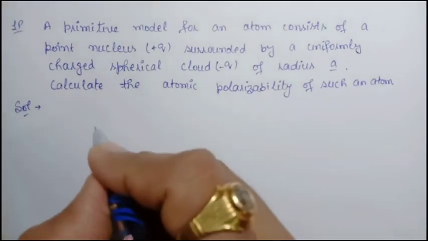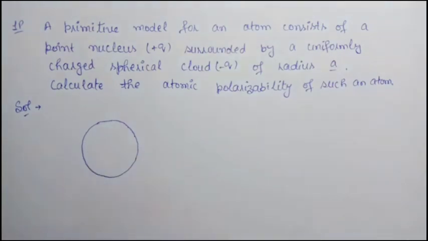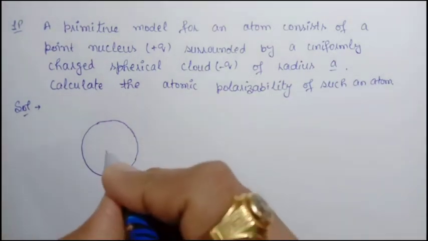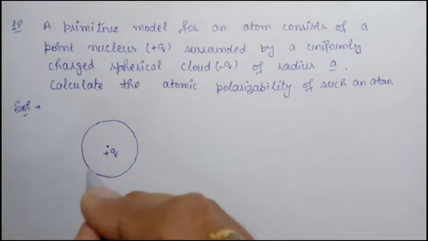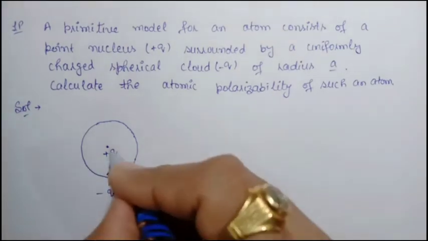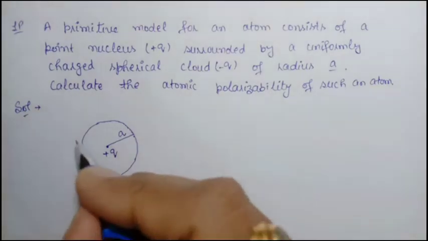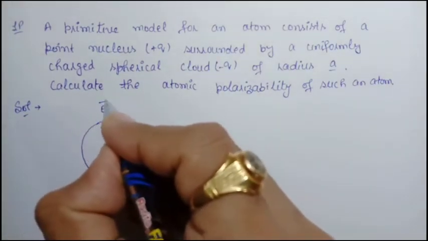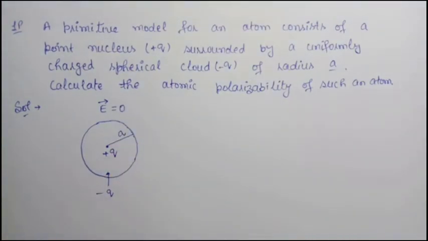So as per our problem, suppose this is a primitive model for an atom which consists of a positive nucleus, and this is surrounded by a negative cloud, and the radius of this atom is, suppose, A. Now this is the case in the absence of electric field, that is, electric field is equal to 0.